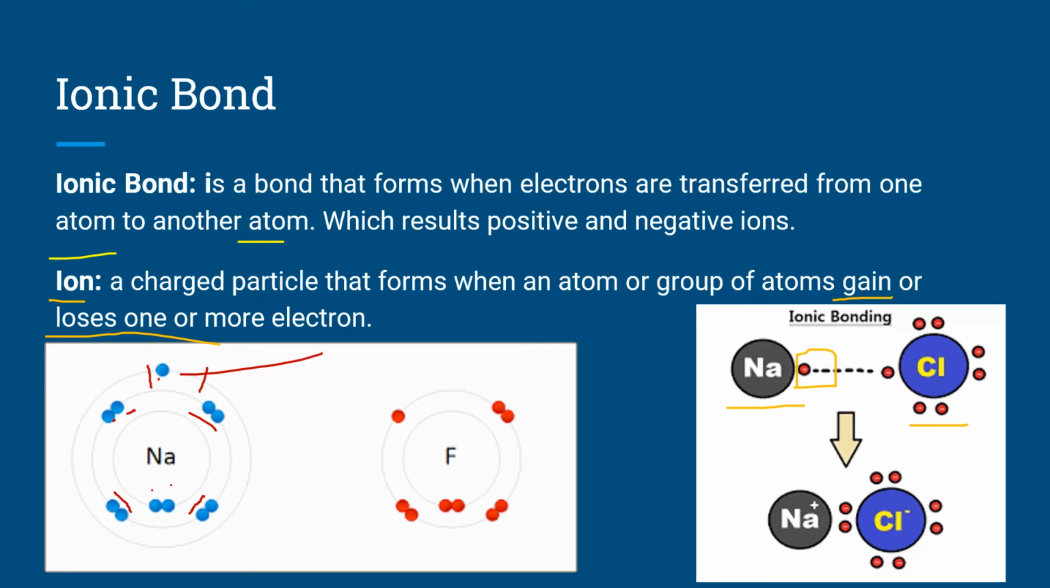As another example, here we have fluorine. Let's count. In the first shell, it has 2. In the second shell, 2, 4, 6, 7. So fluorine can get one more electron. So sodium will lose one electron and fluorine will gain one electron. Well done.